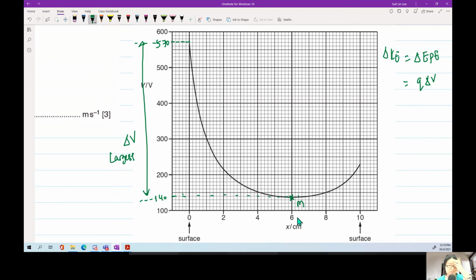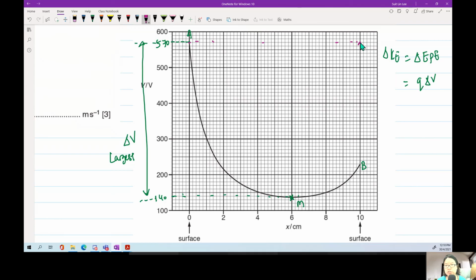Here is fastest. So from surface of A to M, the ball is faster and faster, faster and faster, fastest here, and then it will slow down at B. Will it stop at B? Nope, because at B, you still have your delta V.